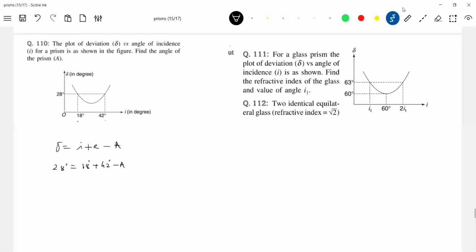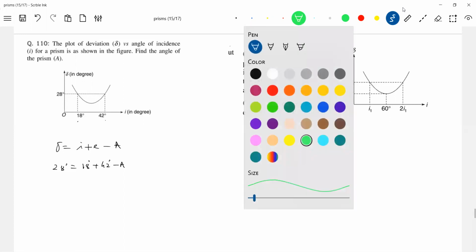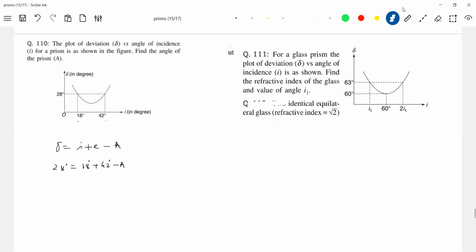Now come to a glass prism. Find the refractive index of the glass and the value of I1. Minimum deviation we know, and the angle of incidence at which minimum deviation occurs. So what is the formula? Mu is equal to... Okay, no, read only this question. Look at only this question. Minimum deviation is how much? Delta minimum 60 degrees. Maximum deviation 63 degrees.